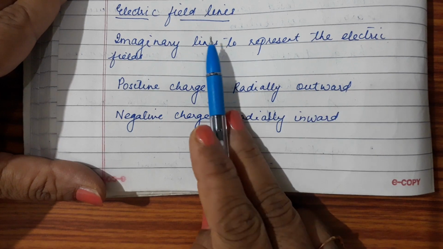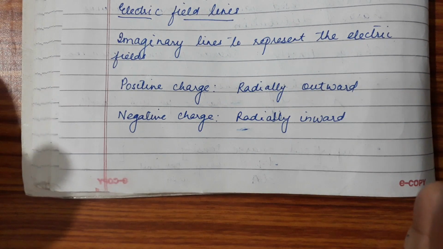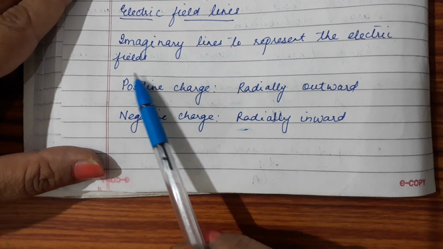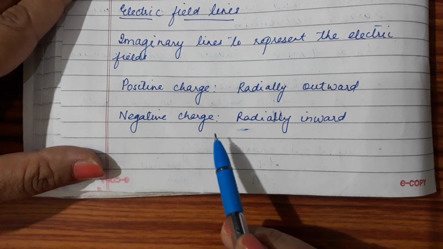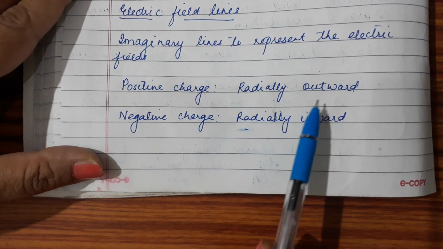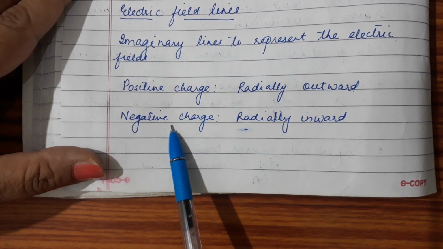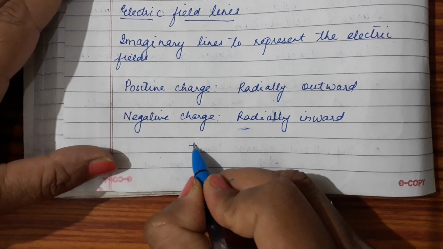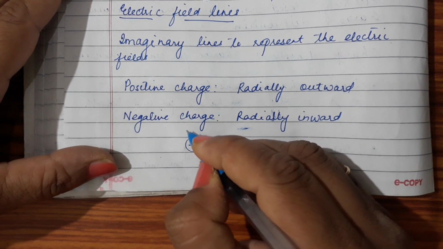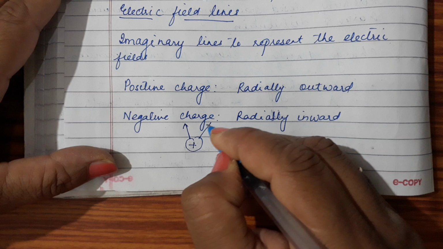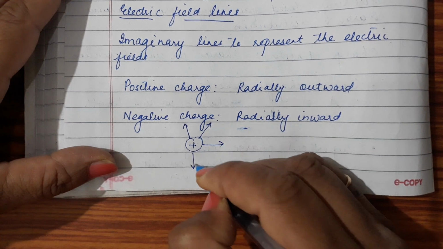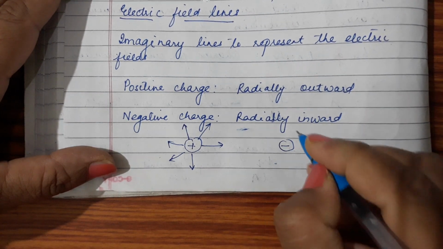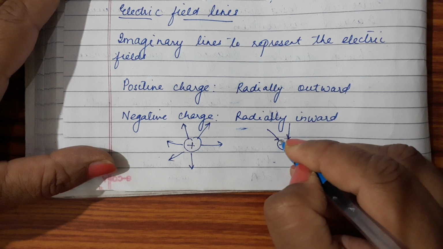Next is electric field lines. So electric field lines are the imaginary lines which represent the electric field. These imaginary lines act radially outwards for a positive charge and radially inward for a negative charge. So suppose this is a positive charge, the electric field lines will act radially outwards, and for a negative charge they will act radially inwards.